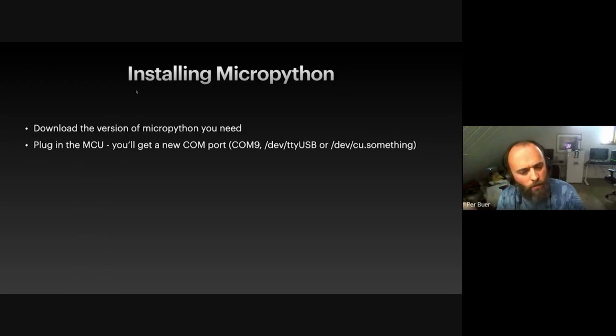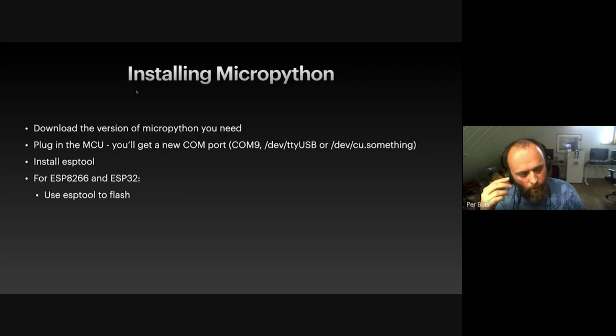Microcontrollers typically have either built-in or there's a serial adapter on it, so it presents like a serial port. So on Windows, that might be COM9. On Mac OS, it's dev.cu.something. On Linux, I think it's like dev.ttyUSB0 or something like that. So now you get to this serial port. You install this tool called esptool. And then you use that esptool to sort of flash those images onto the device.